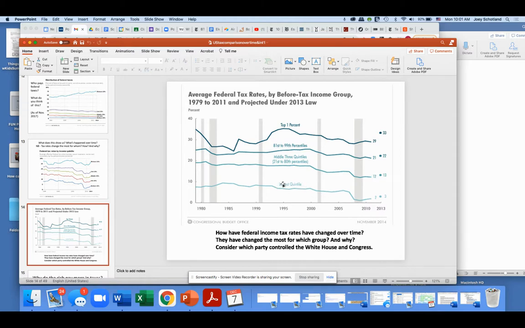And here's your poorest quintile, your poorest fifth, your poorest 20%. Taxes have gone from about 8% down to about 2 or 3%. Have they gone up or down on the poor?